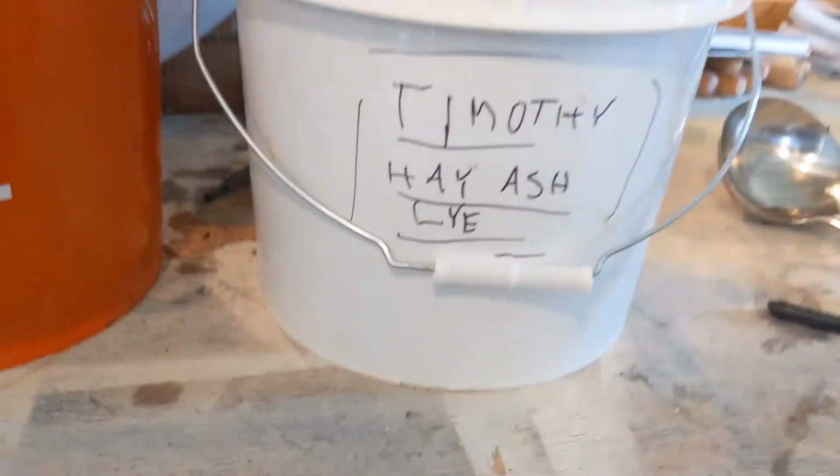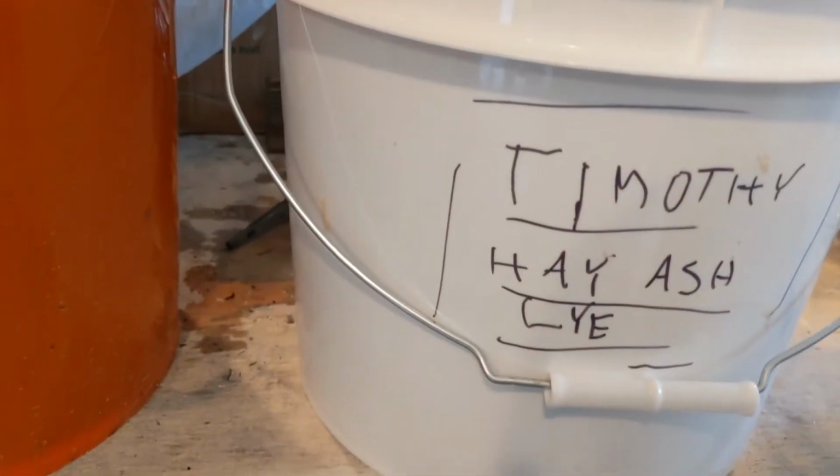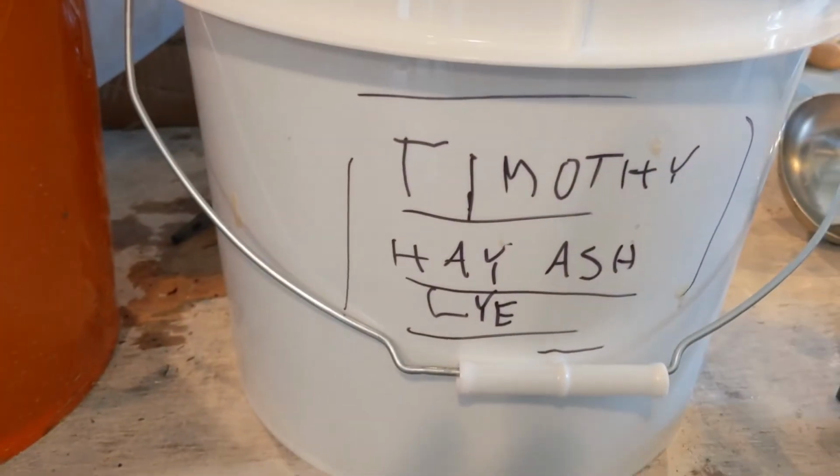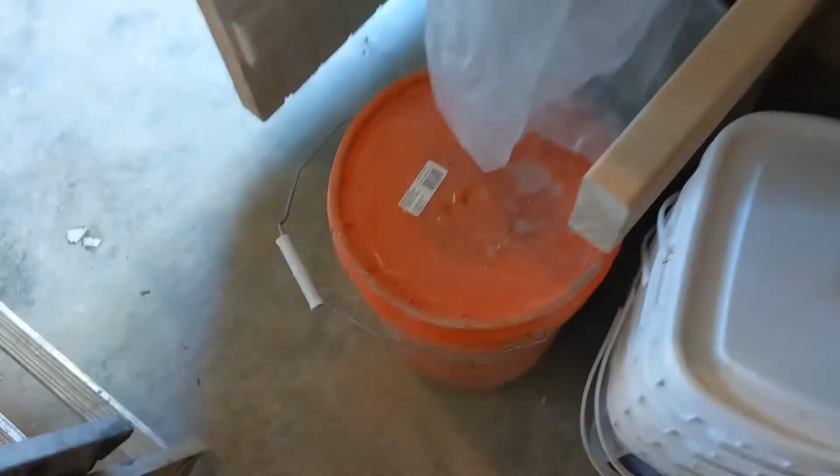And so this is going to go on a shelf. And this is another thing: never label your lids. Always label your buckets. That way things don't get lost, because lids can always go on different containers. We'll set that aside. So now I'm going to process this down.